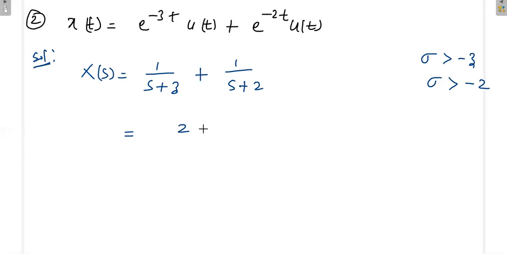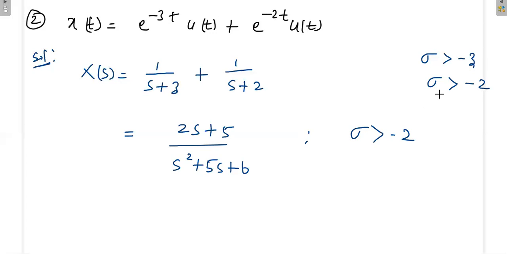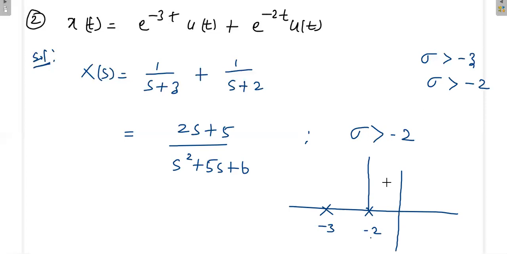Once you simplify this, you will be getting 2s plus 5 divided by s square plus 5s plus 6. Again, what is the common ROC for these two? That is sigma greater than minus 2. Here sigma is greater than minus 3, here sigma is greater than minus 2. Then what is the common ROC? Sigma greater than minus 2 is the common ROC. Say here minus 3 is there, here minus 2 is there. Then what is the common ROC for these two? That is sigma greater than minus 2, that is this entire region is the ROC.